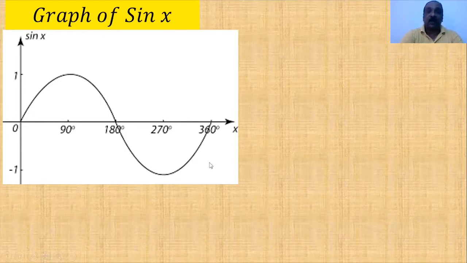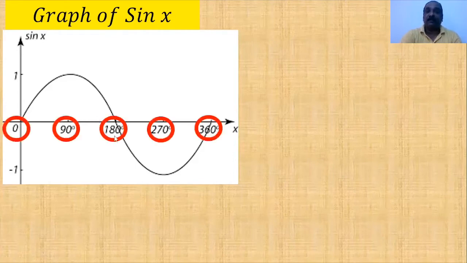So all sine graphs follow this pattern, whether we are moving upward or moving downward, that is a second question. But the starting pattern will be like this. If you look at this graph, all the angles are given in degrees: 0 degree, 90 degree, 180 degree, 270 degree, and followed by 360 degree.